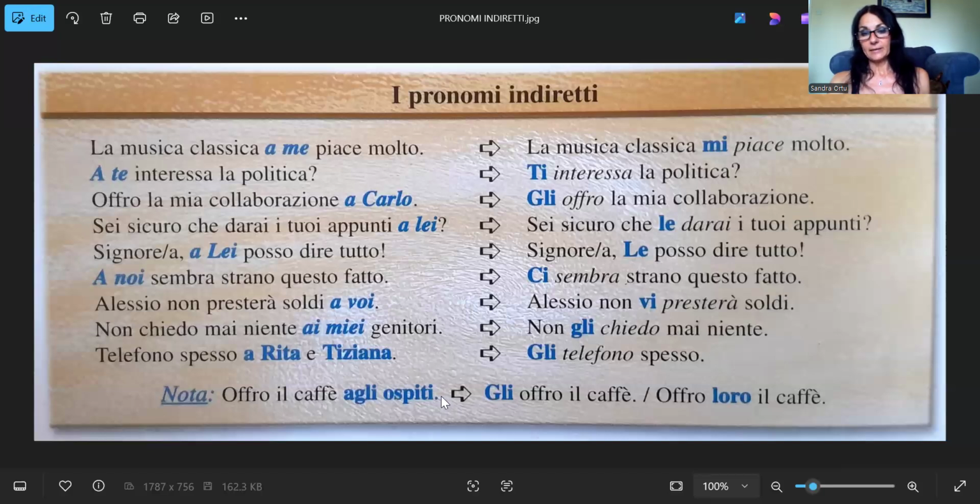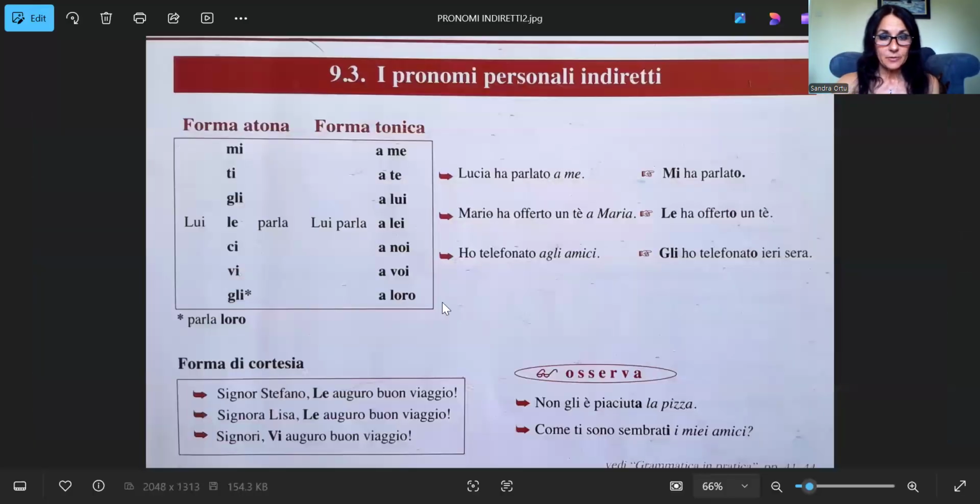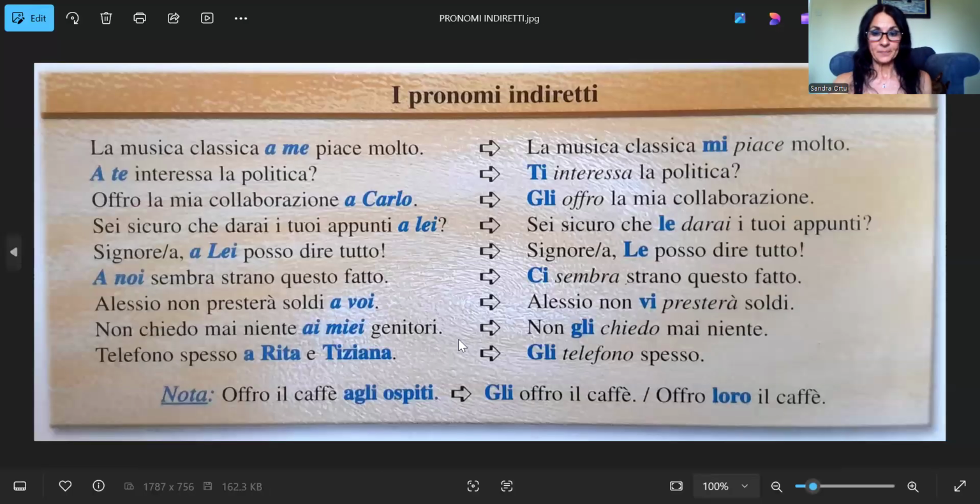What we have here is the reason why in the previous table you had an asterisk here. Let's see why. So here they're giving us the different steps. Offro il caffè agli ospiti. I offer coffee to the guests. So the guest is them, the last one. So we can say gli offro il caffè. I offer them a coffee. Or offro loro il caffè, which is just the same.